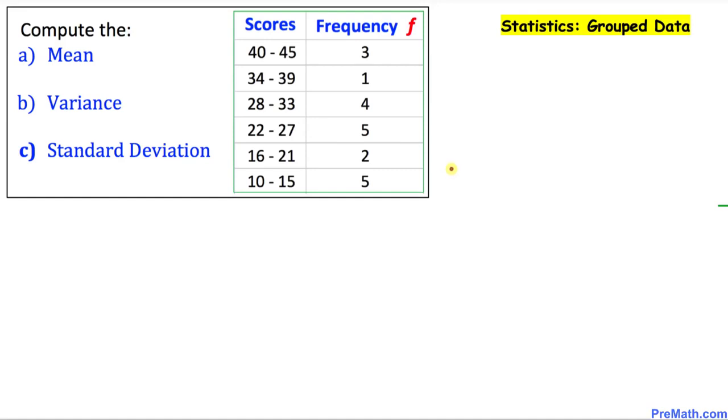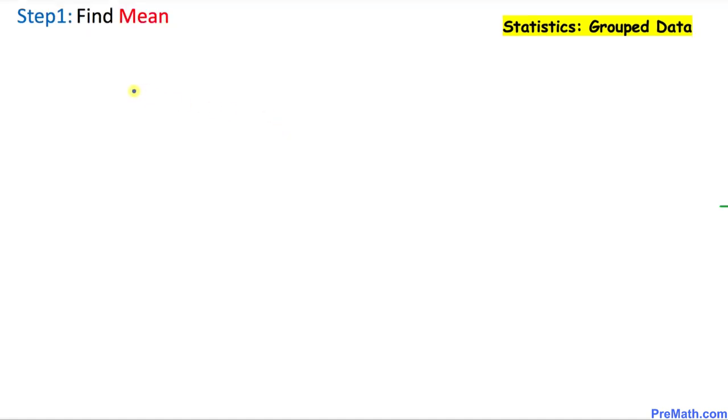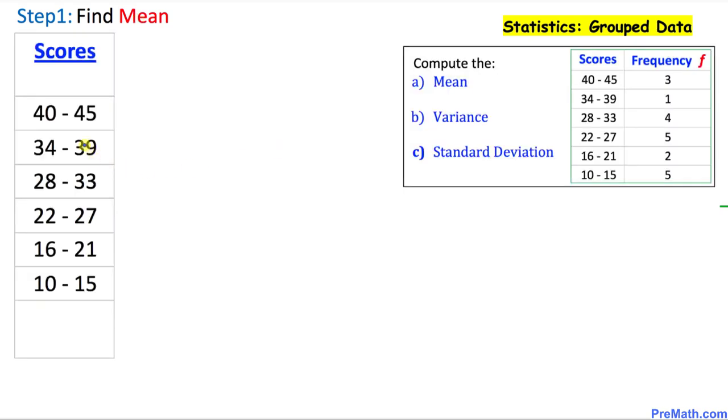Welcome to Pre-Math. In this video tutorial, we are going to calculate the mean, variance, and the standard deviation for this given grouped data with these following scores and their corresponding frequencies. And here in the very first step, we are going to calculate the mean. And here I have written down our grouped data scores right up here.